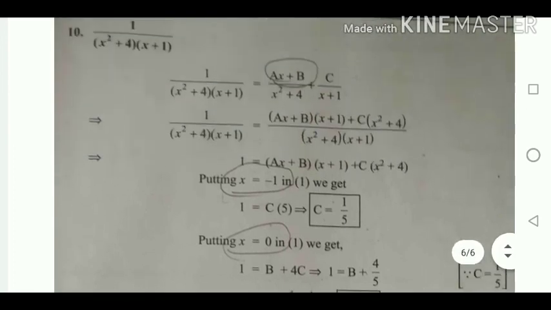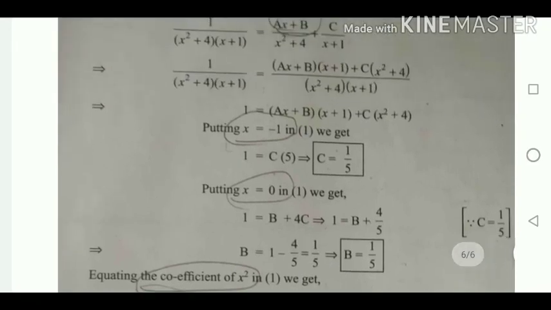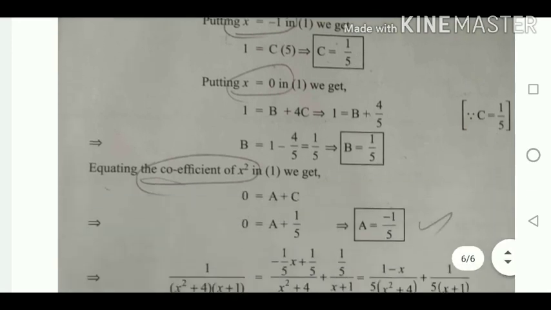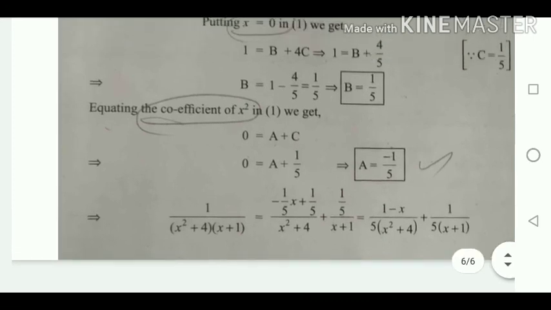Listen, on the left there is no x square term, therefore it becomes 0. On the right, A gives Ax square, and in C also x square is there, therefore A plus C equal to 0. The value of C equal to 1 by 5, therefore the value of A equal to minus 1 by 5. Now substitute these values in the question. That is 1 / ((x^2 + 4)(x + 1)) equal to (1 - x) divided by 5 into (x^2 + 4) plus 1 by 5 (x + 1).